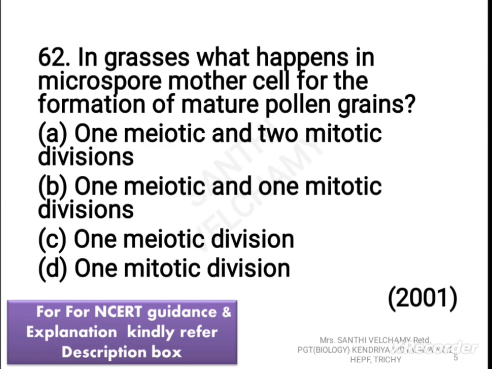Now the next question. In grasses, what happens in microspore mother cell for the formation of mature pollen grains? A. 1 meiotic and 2 mitotic divisions. B. 1 meiotic and 1 mitotic divisions. C. 1 meiotic division. D. 1 mitotic division. Now let us see the correct answer. B is the correct answer. Now let us go to the next question.